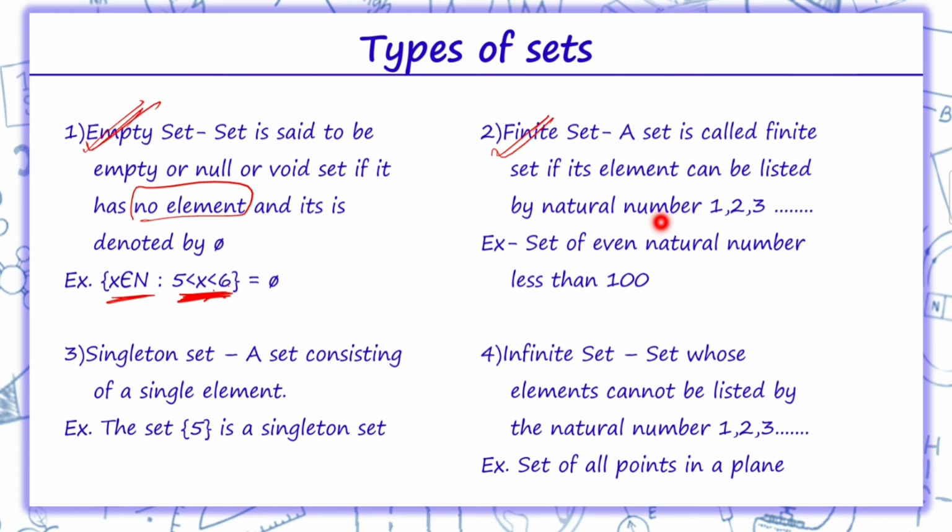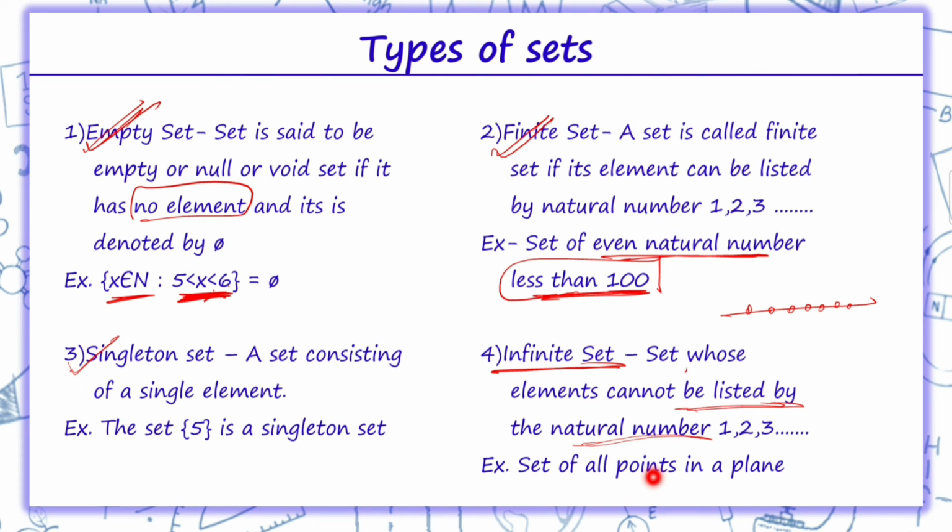Therefore this is known as the empty set. A finite set is a set in which the elements can be counted, like the set of even natural numbers less than 100. These are countable numbers, so we call it a finite set. But yes, there are certain sets which are not countable, that is an infinite set. A set whose elements cannot be listed by natural numbers. Like we have a plane, there are infinite points over there. We cannot list them or count them. Therefore they are known as an infinite set, because infinite points are there in a plane.